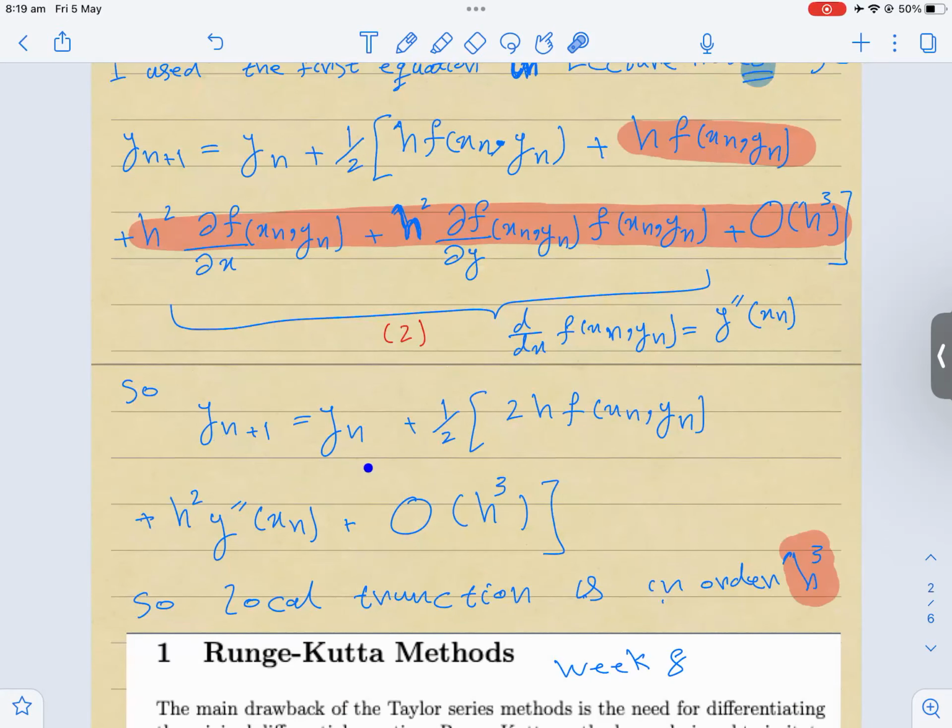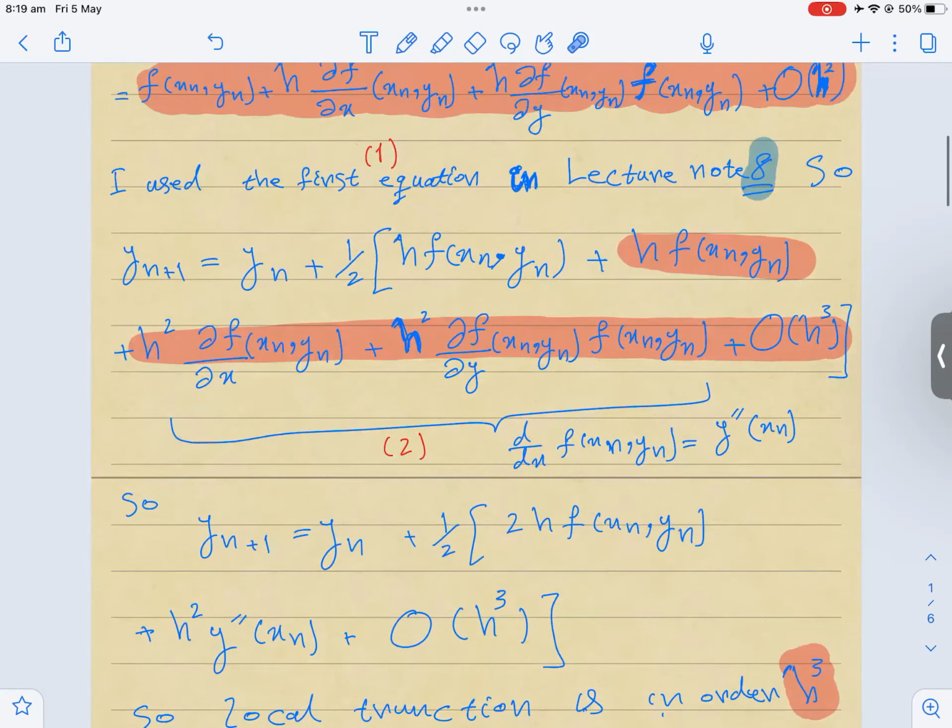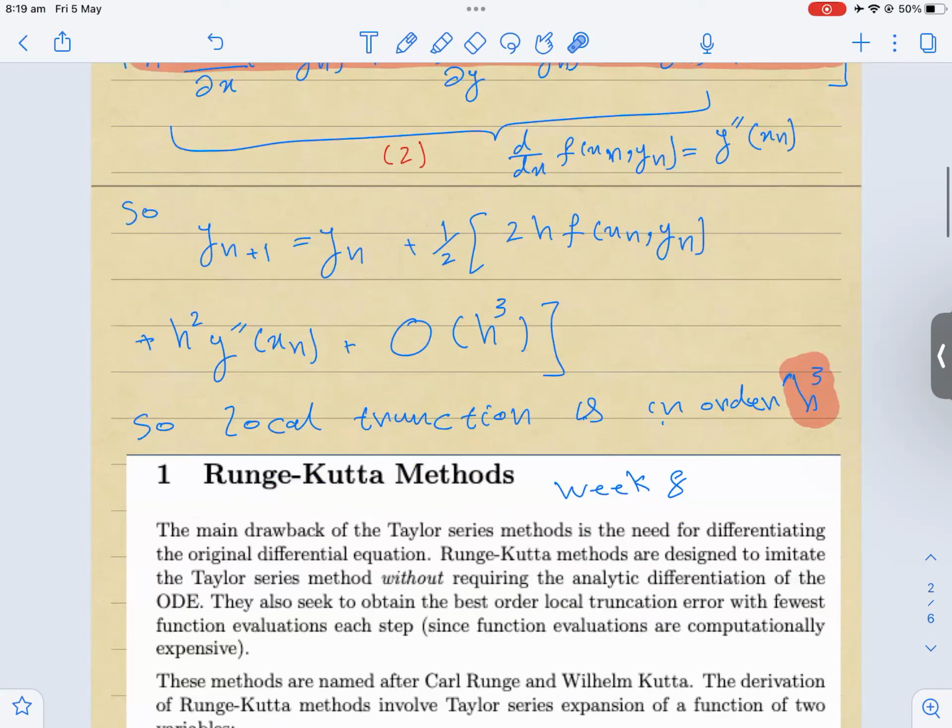So that's why, since we are good people, we can do some simplification. y_{n+1} equals y_n plus 1 over 2 of 2h y prime plus h squared y double prime at x_n, plus O(h cubed). So the local truncation error is big O of h cubed.